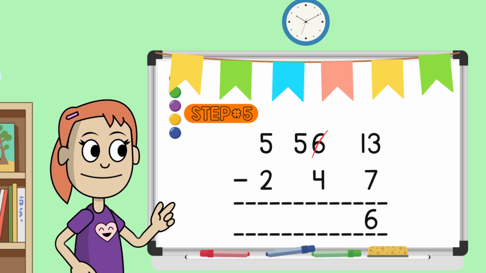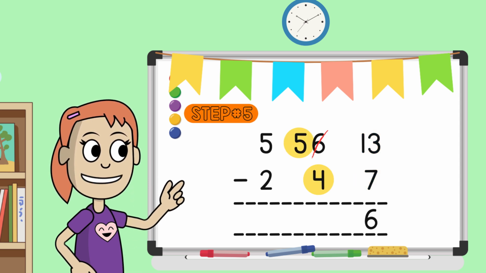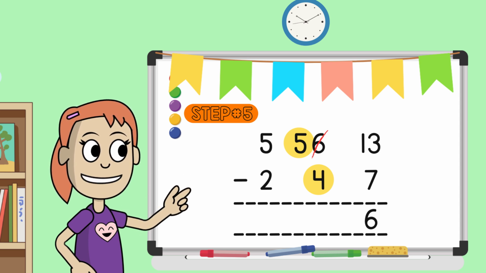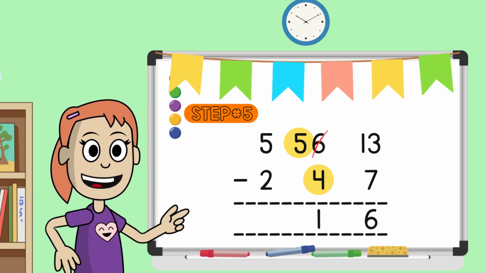Step 5. Subtract the tens. Now, let's move over to the tens column. We have 5 from 563 minus 4 from 247. So, we write 1 in the tens place under the line.